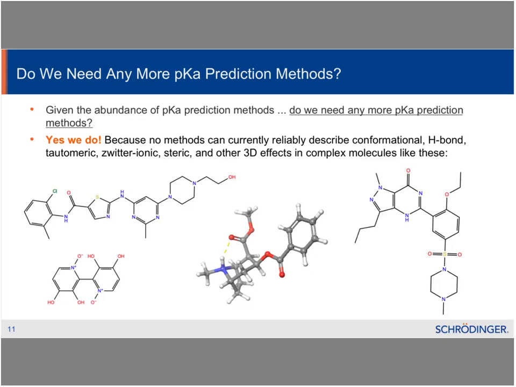But currently, in my opinion, there are no good, reliable methods that describe molecules like this with conformational complications, with tautomeric complications. So yes, we do. We need more methods, and we need more methods geared toward realistic molecules like these.